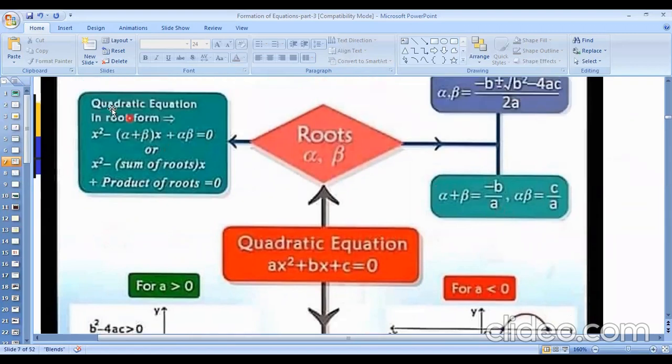So the quadratic equation in roots form, we can write in this way: x square minus the sum of the roots into x plus the product of the roots equals 0. So we can also say x square minus (alpha plus beta, the sum of the roots) into x plus (alpha into beta, the product of the roots) equals 0. This is the main formula for formation of equation. Remember it.